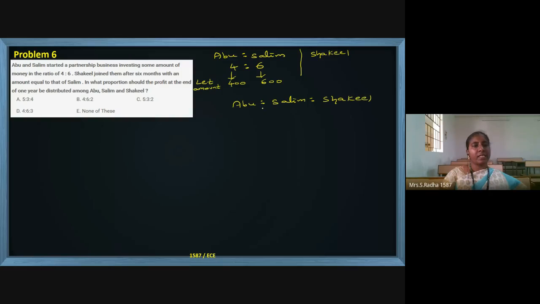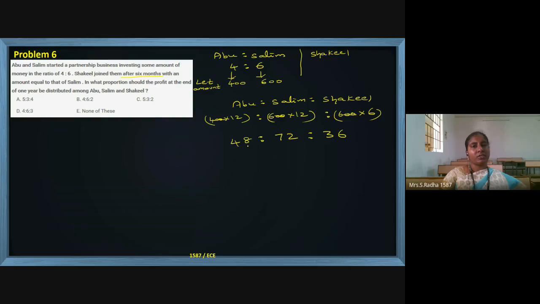Now Abu, Salim, Shakil: the first two people are in the business for 1 complete year, but the third person joined only after 6 months. So Abu is 400 into 12 months and Salim is 600 into 12 months, and Shakil has the same amount as Salim, but was there only for 6 months. Now if you see 2 zeros, I will cancel out 2 zeros throughout. Now this is 12 into 4, 48. 12 into 6 is 72. 6 into 6 is 36.